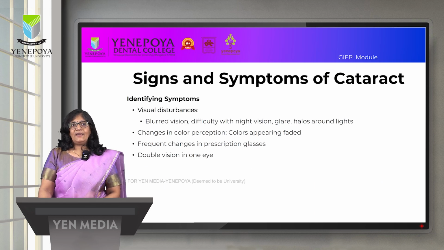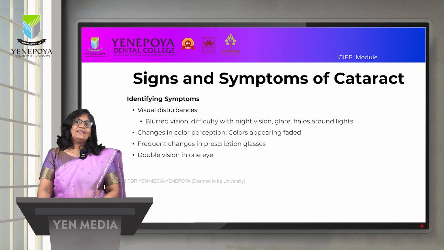How do we identify cataract? The most important and common symptom of cataract is visual symptoms. That means blurred vision or inability to see clearly what you were seeing clearly earlier. Patients will also have difficulty with night vision. There may be glare, halos around the light. Often the patient perceives the colors as faded. That means there is a change in perception of colors.